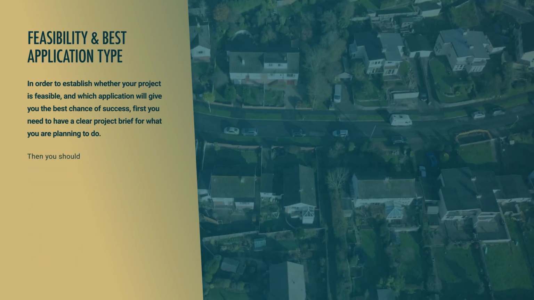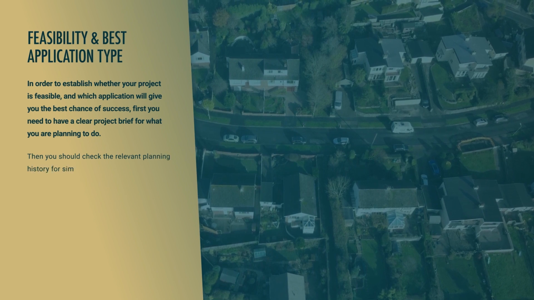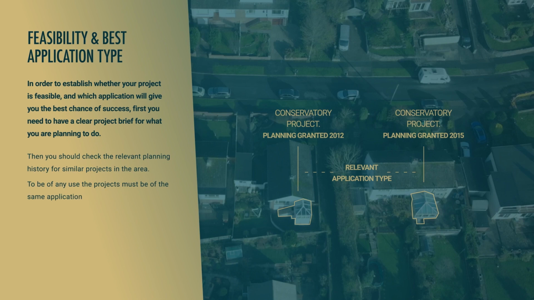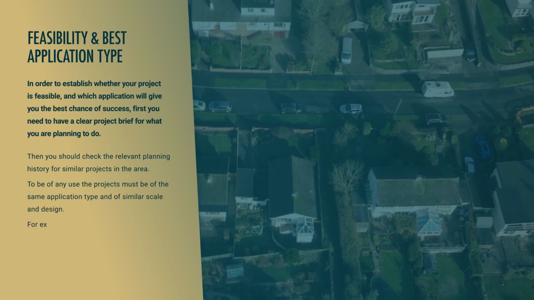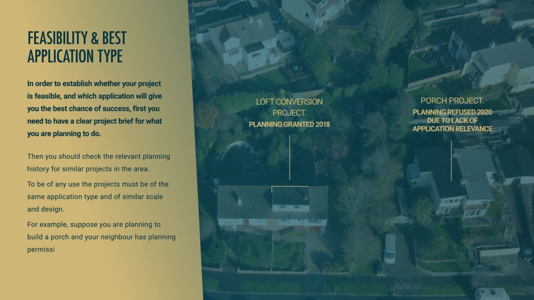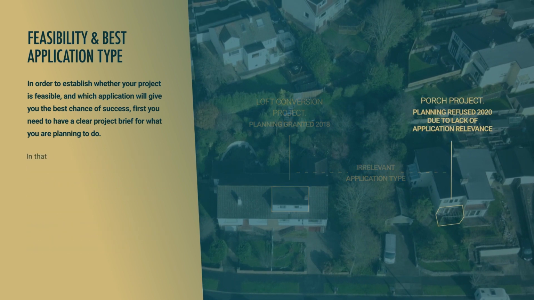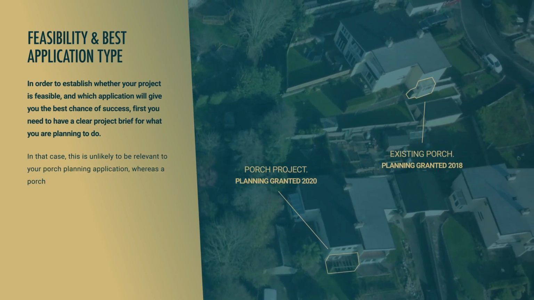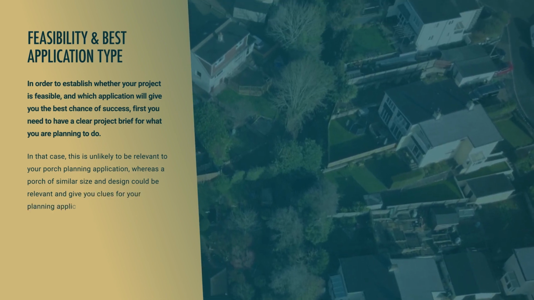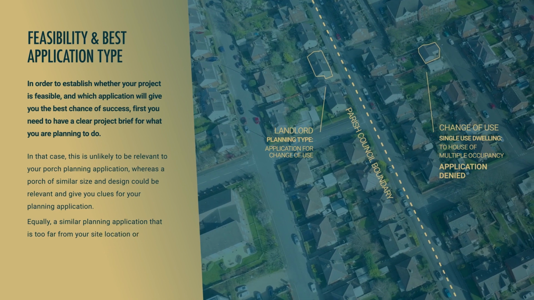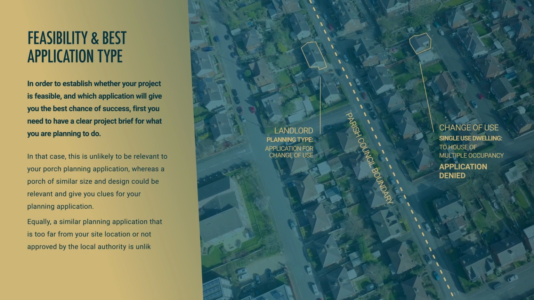Then you should check the relevant planning history for similar projects in the area. To be of any use, the projects must be of the same application type and of similar scale and design. For example, suppose you are planning to build a porch and your neighbour has planning permission for a loft conversion. In that case, this is unlikely to be relevant to your porch planning application, whereas a porch of similar size and design could be relevant and give you clues for your planning application. Equally, a similar planning application that is too far from your site location or not approved by the local authority is unlikely to be relevant.